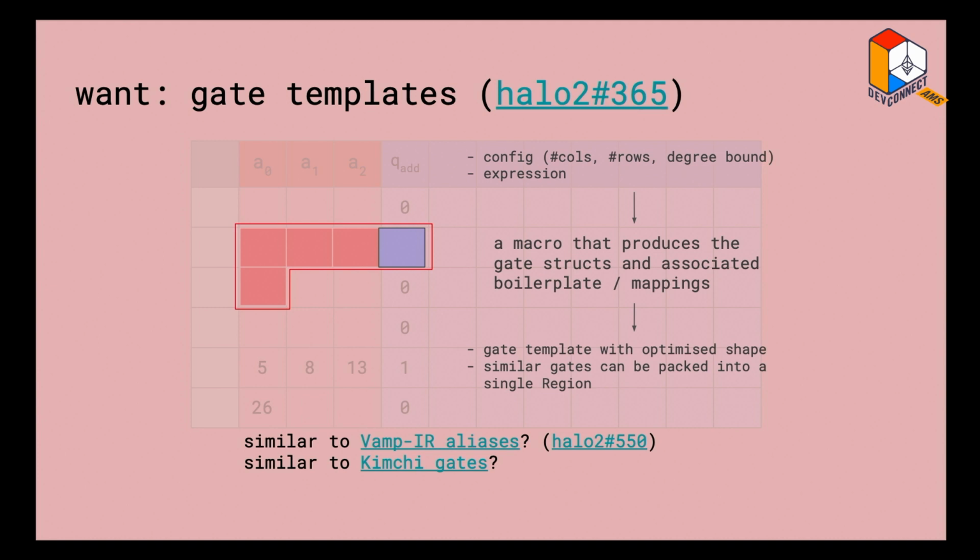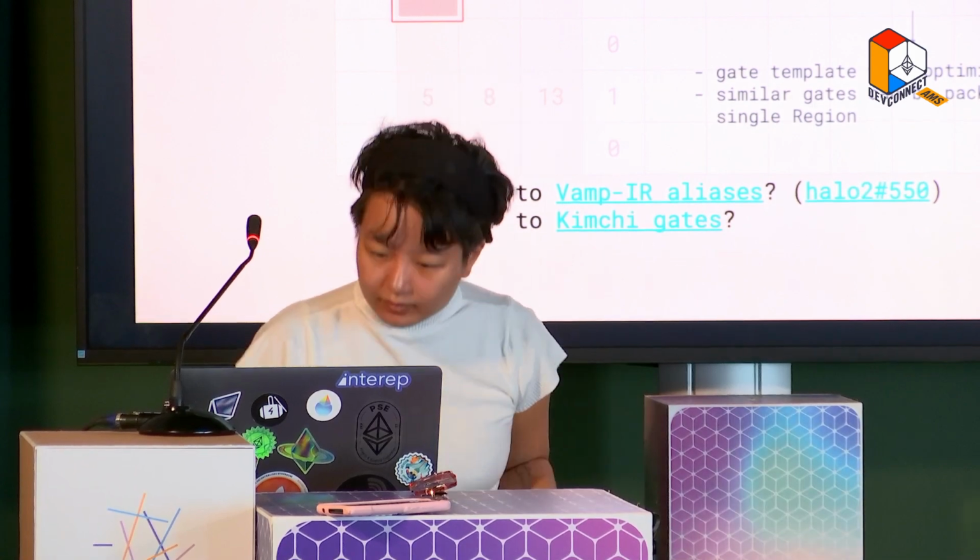At Devconnect, I've learned about a few efforts like this. For instance, the Vampir intermediate representation, and also Mina Protocol's Kimchi. So we're definitely interested in basically converging on a standard intermediate representation, hopefully.